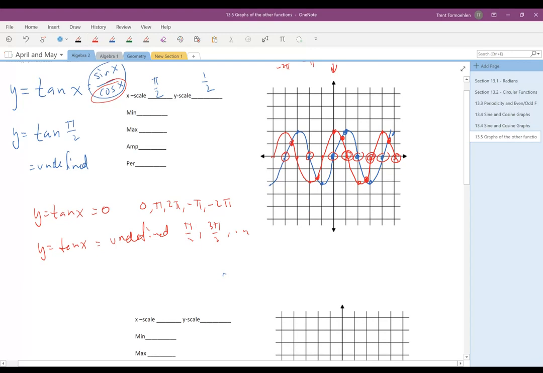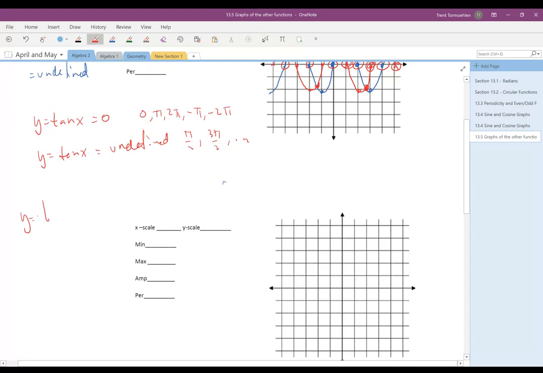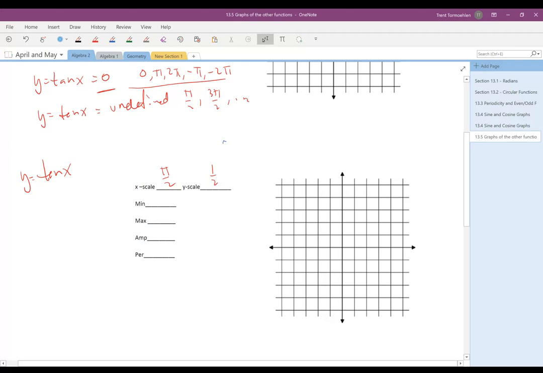So let's graph y equals tangent of x. Well, with the things that we just discussed, we know that it's 0 at these points. And so we'll do our scale the same as we did over there. So for the tangent graph, at 0, pi, 2 pi, negative pi, negative 2 pi, we know that our tangent graph goes through those points.